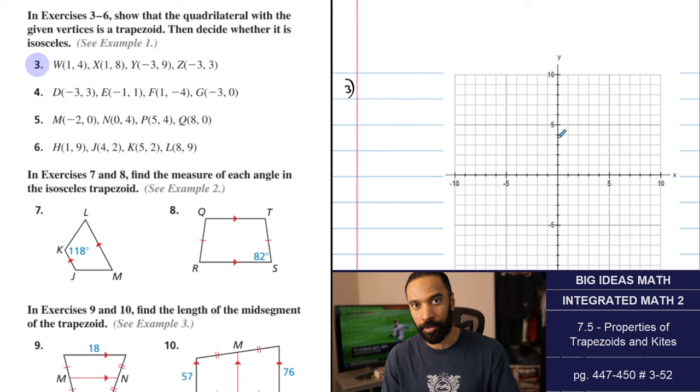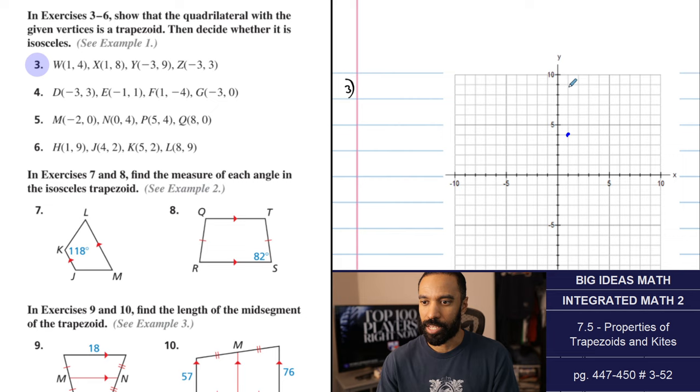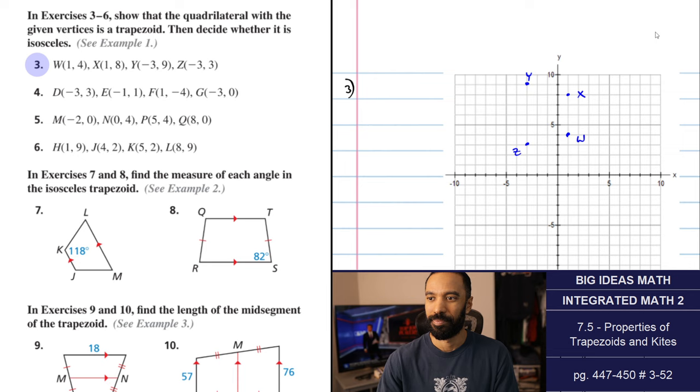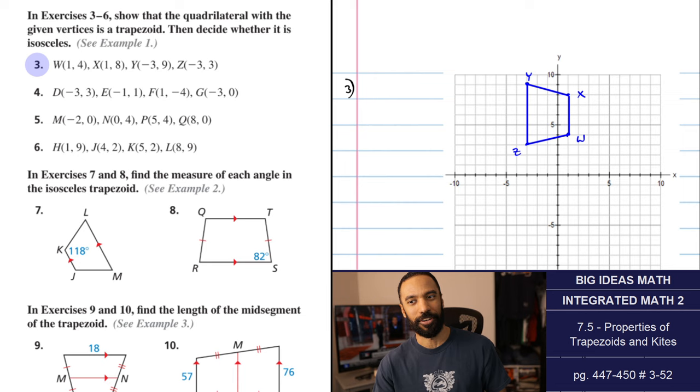So W is at (1, 4). X is at (1, 8), easy enough to see those, W and X. Y is at (-3, 9), and Z is at (-3, 3). I can tell you everything about it right now based on slopes, right? This is a good first problem to start off with. We don't generally see trapezoids parallel. We generally don't see the bases go vertical like this.